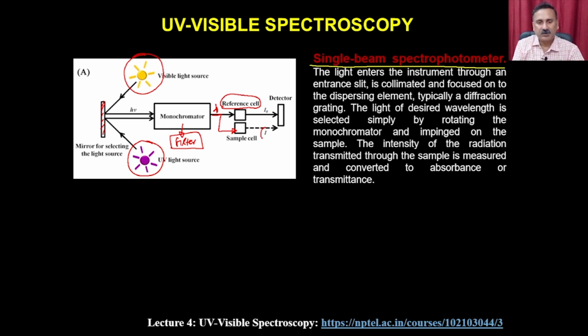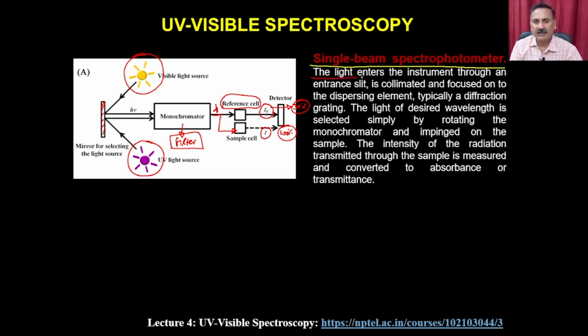And you can easily calculate the value of I0 by I, and that's how it is going to give you the value of absorbance, because this is the 100% light, and this is probably 20% or 30%, whatever, depending on how much light is being absorbed, right? So I0 by I is going to give you the absorbance of that particular sample.